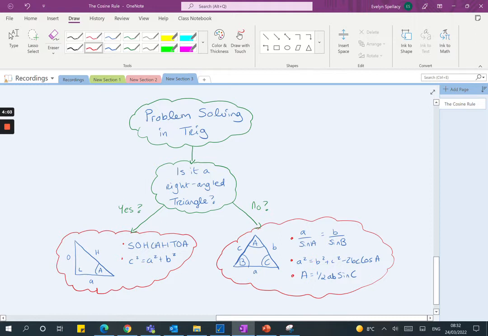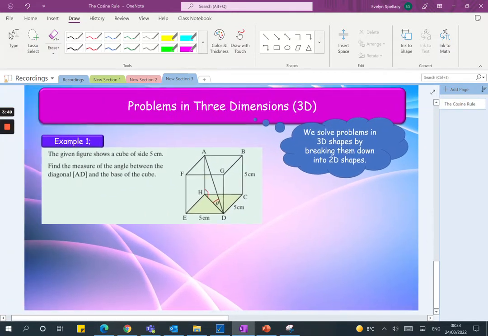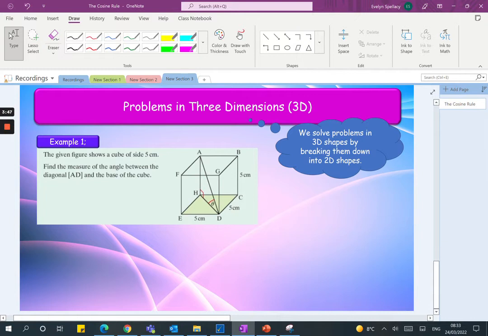So what I would do now is pause this video, find a blank page in your notes and add this flowchart in to help you with your problem solving skills. Then when you're ready, we're going to look at example 1 in solving problems in 3 dimensions. Now the key thing here is when we're solving problems in 3 dimensions, we try to solve them by breaking down the 3D shapes into their 2D shapes.